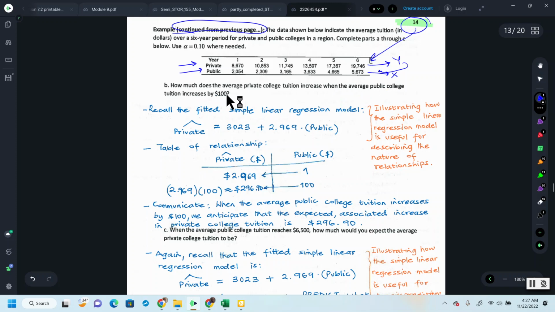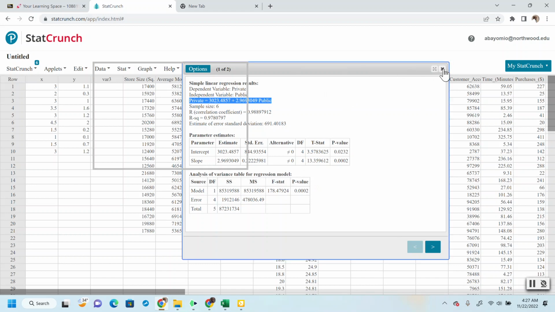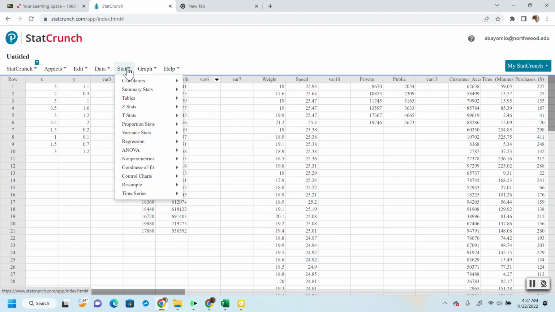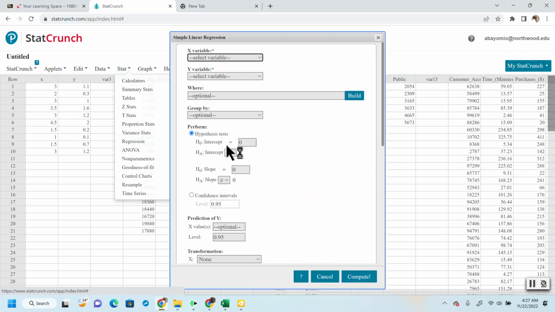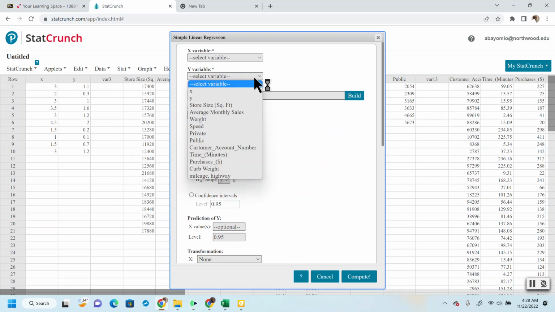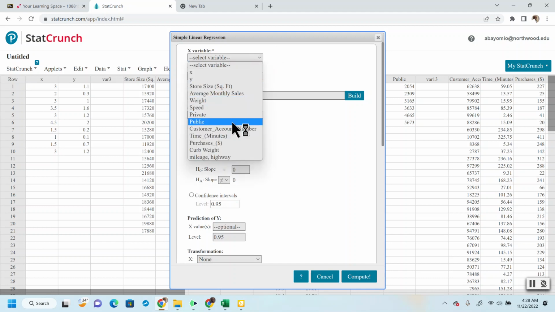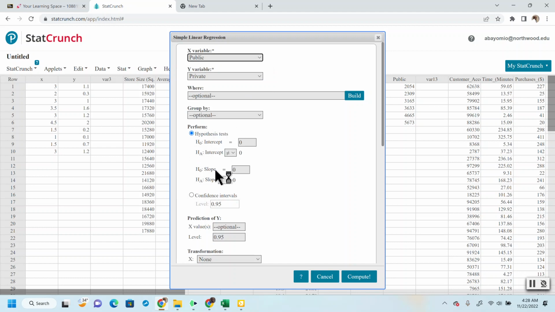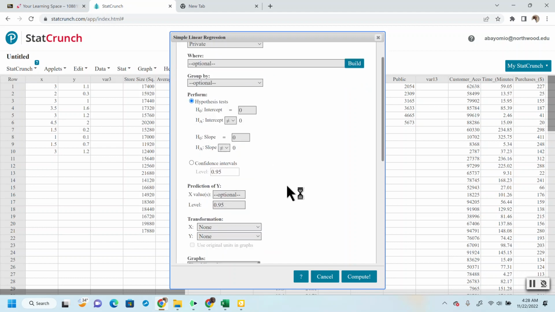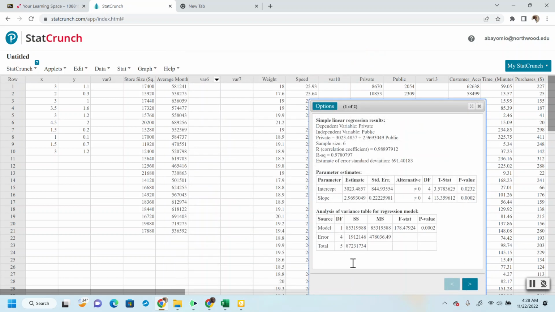In this context, this is what you need to do. You need to find the fitted simple linear regression model. To do that, let's go to StatCrunch, and I'm going to close out of this. So you have the statistics, go to regression, indicate that you want simple linear regression, click on that, choose your Y variable. That will be, we want to see if private college tuition depends on the public college tuition. And we'd like to perform this hypothesis. And we're going to click on compute.